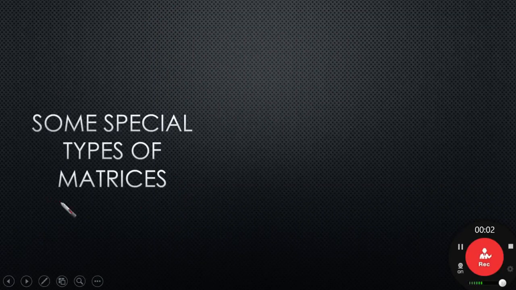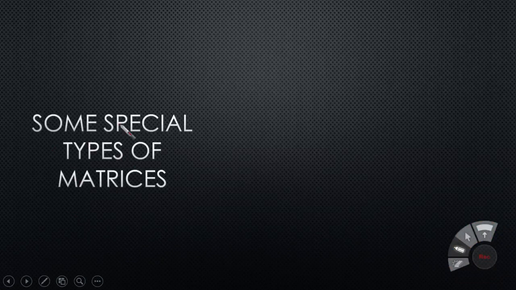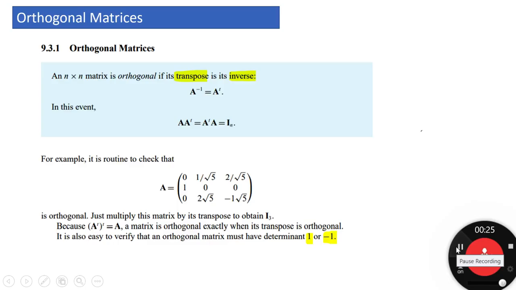Okay, in this video I'm going to talk about special types of matrices. We are going to check some special types that might have some role in helping us in solving different types of systems using matrices. Okay, so let's see the first type that we are having here. We call it the orthogonal matrices.